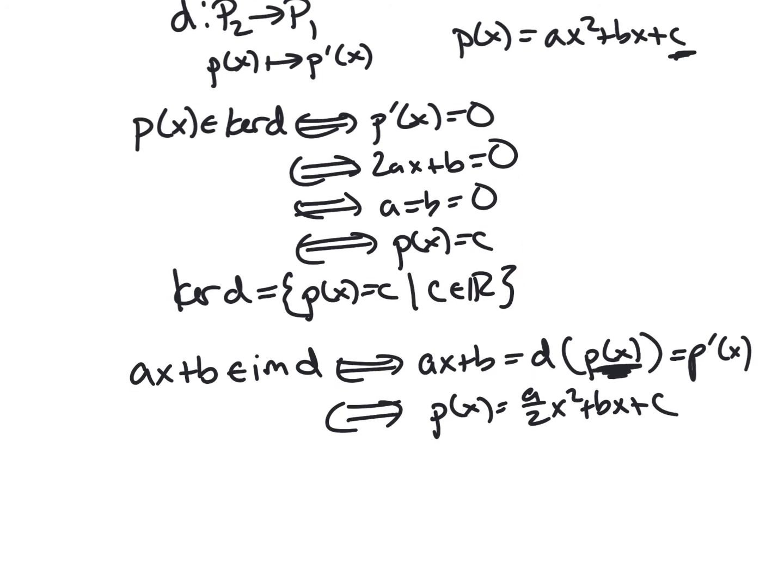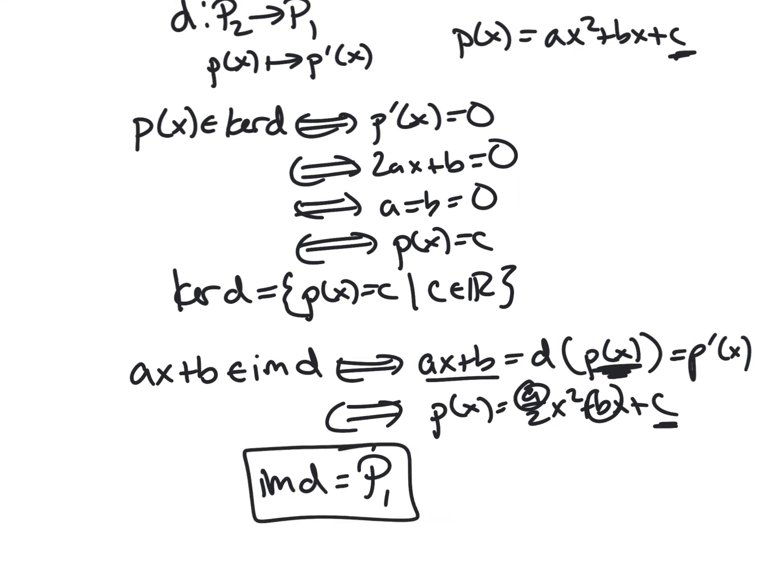And so can we always get ax plus b? Well, yes, right? Because a and b, we have the choice of making those, and then we can actually use any c. So in fact, we'll have infinitely many things that go to any ax plus b. And so the image in this case is all of P1. This is an onto map.